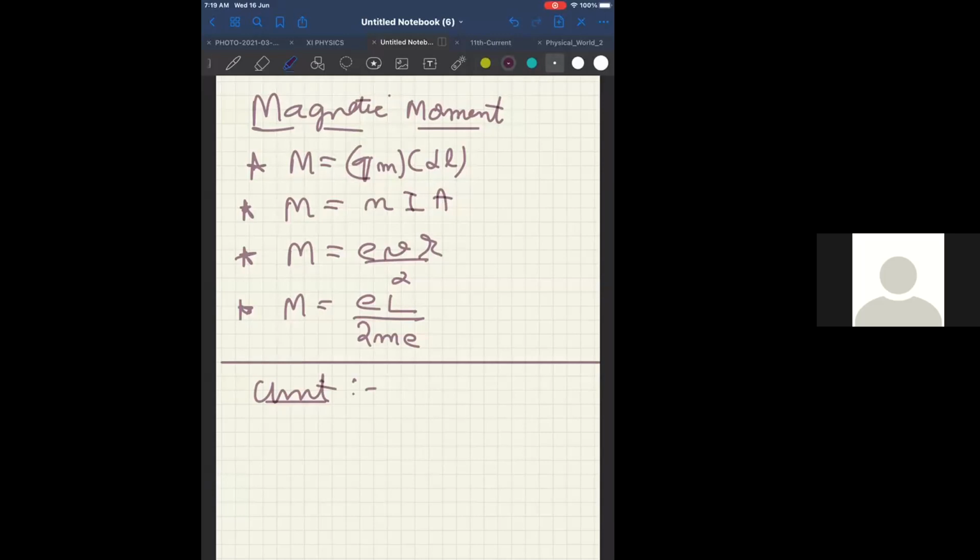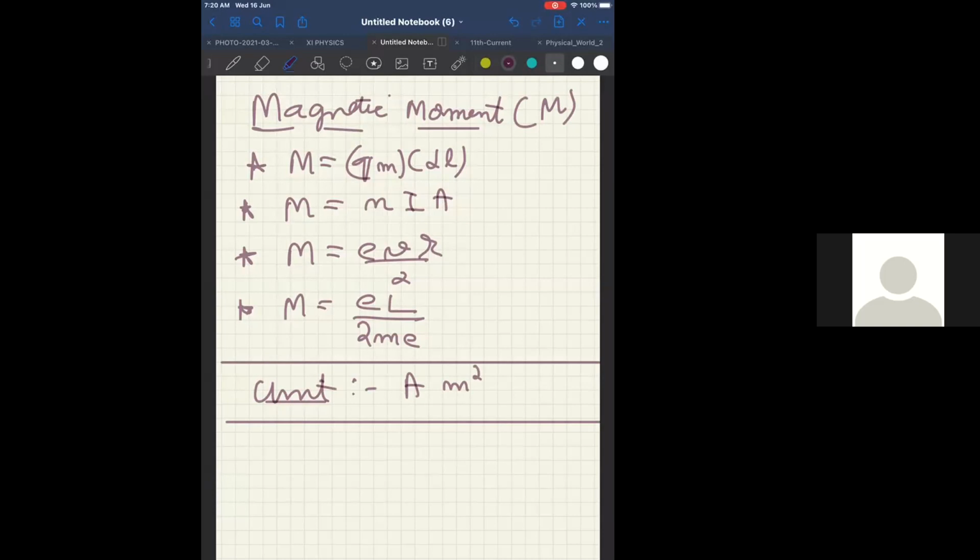The notation is capital M. The unit is ampere meter square, ampere into meter square. This is the unit of magnetic moment. Therefore, just check the side heading, magnetic dipole moment, and if you see everything, you will get the answer.